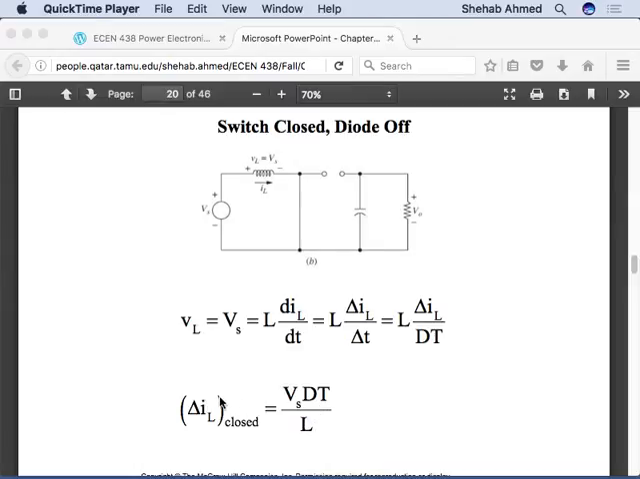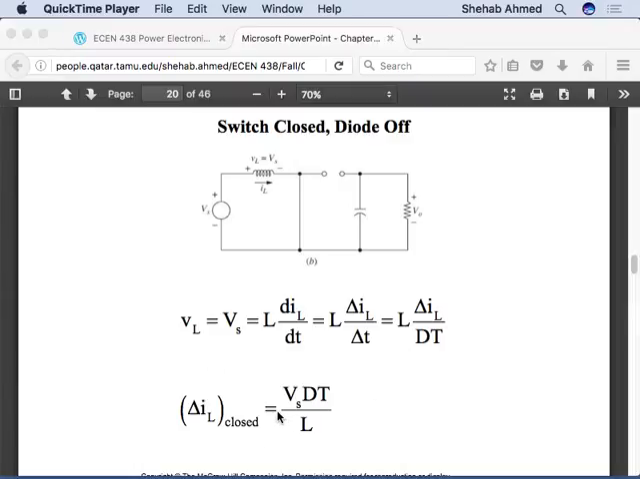If you bring L here, and delta I here, and then this is the period. So bring this down to the denominator as switching frequency, and so you will find that switching frequency and the inductor size are inversely proportional. So you can calculate L now from here.